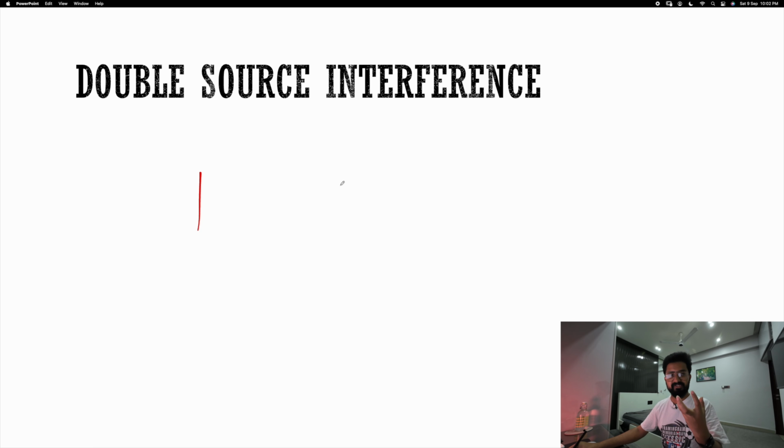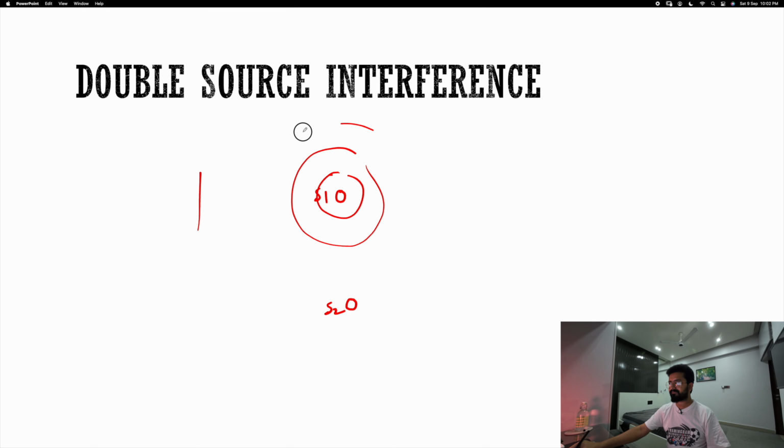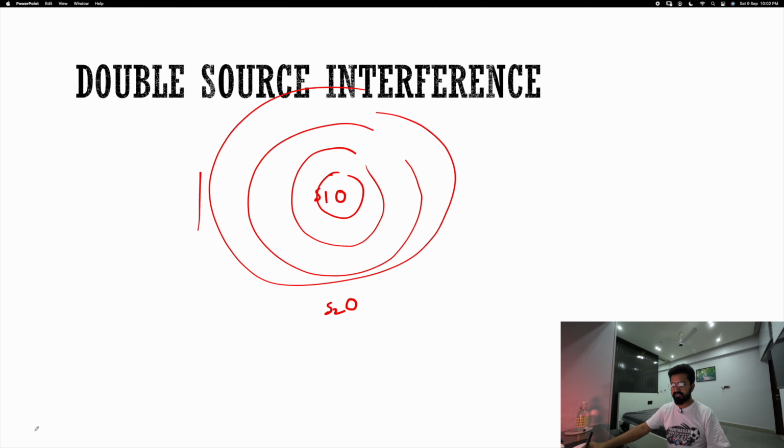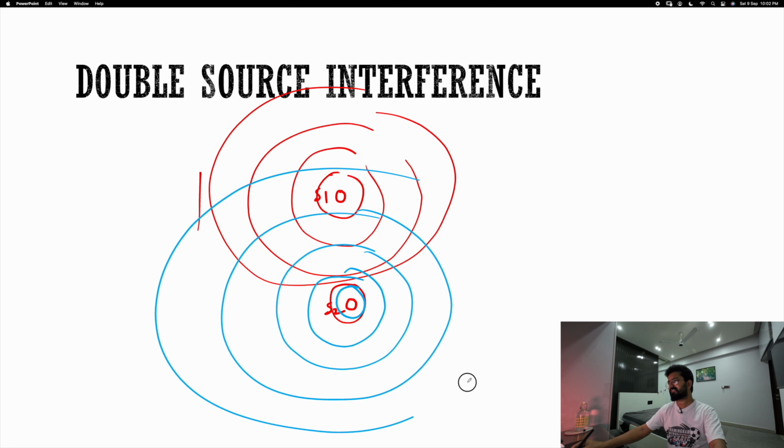Now what if I have two sources of sound? Let's say I have two speakers in the room. That's speaker number 1, I'll call it S1, and speaker number 2, S2. Now the sound wave goes radially outward in every direction like this. Similarly, S2 will also produce a sound wave that goes radially outward, let me change the color, like this.